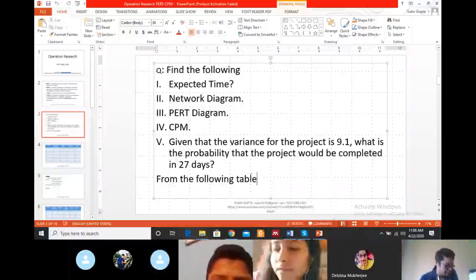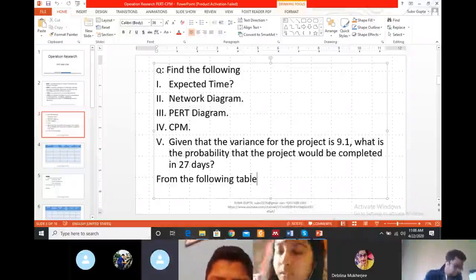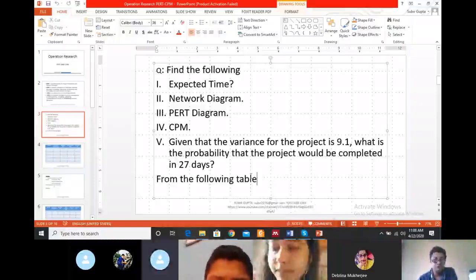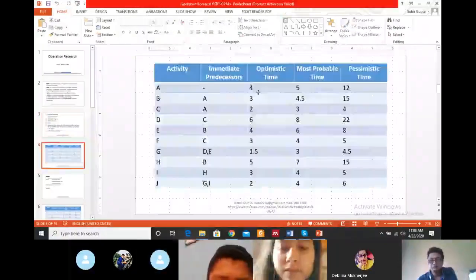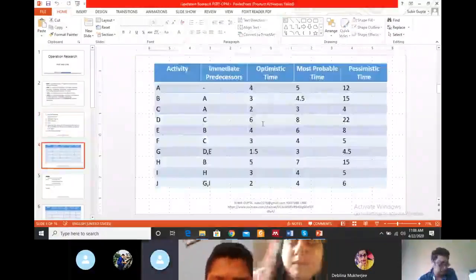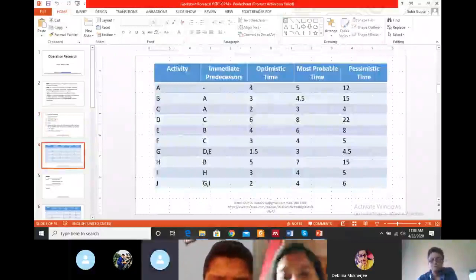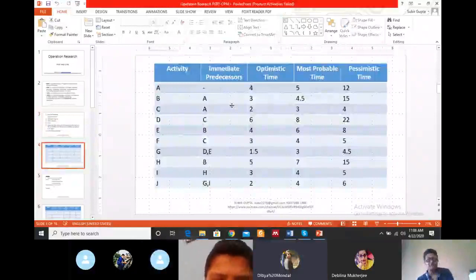Ready? Can I go for the next page? Yes, sir. Now please write down the table. Using this problem, we explain the entire PERT scheme.